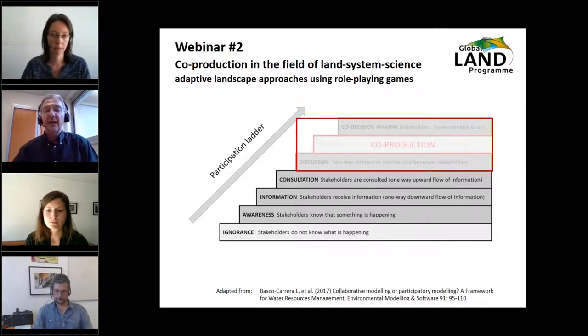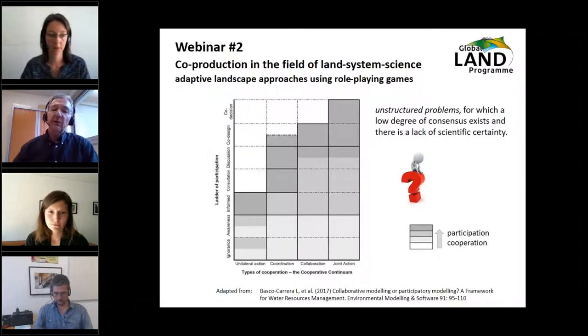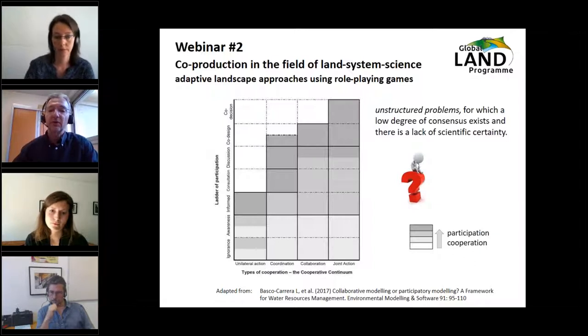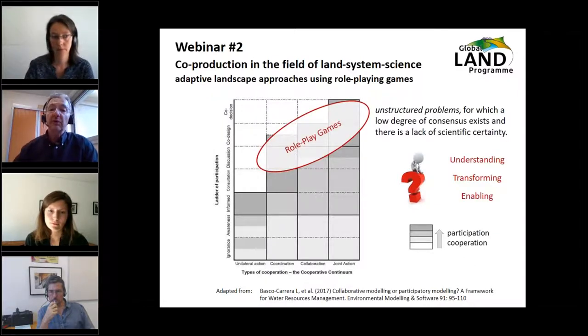So it's larger than the step pointed as co-design. And most of the time we use these approaches to deal with unstructured problems, with wicked problems, some other people say, with a low degree of consensus and lack of scientific certainty that require more participation from the stakeholders. And then the role play games are used in this context to better understand the system, to engage in transformation of the system, or to enable an environment that will support those transformations. And so that's the area where we intervene.